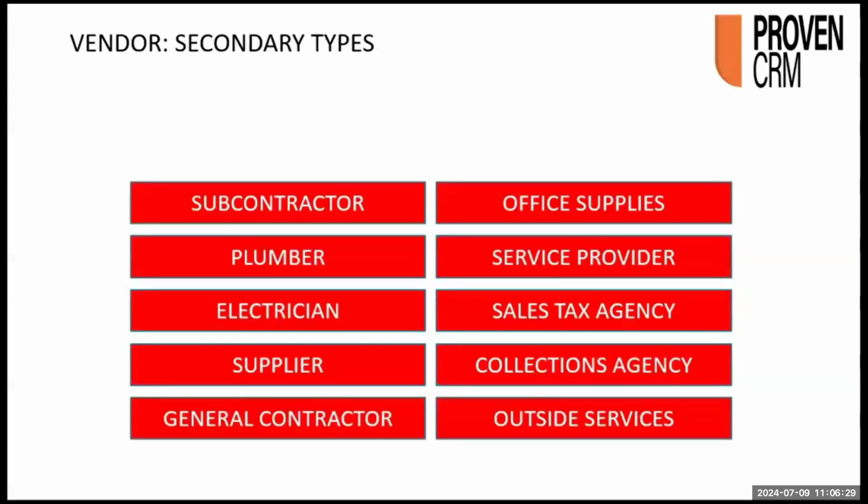Much like your organizations that are customers, your records that are vendors can also have secondary types associated to them. Those types could be subcontractor, plumber, electrician, etc. Your vendor records can be added to the Job Relationships tab with those secondary types.